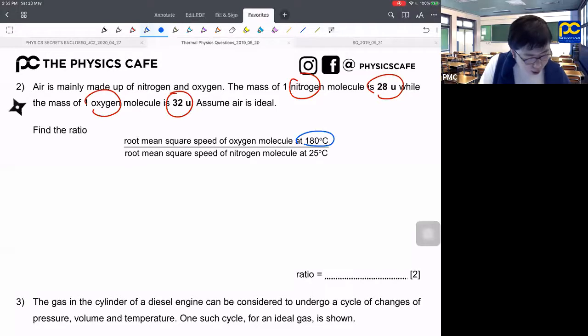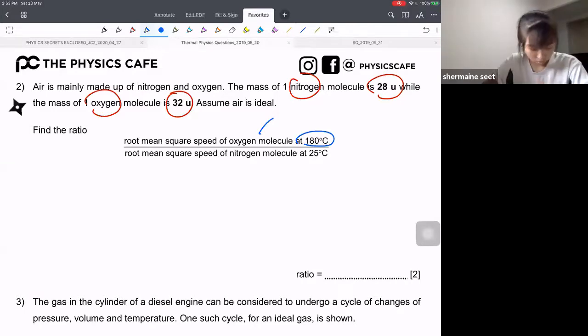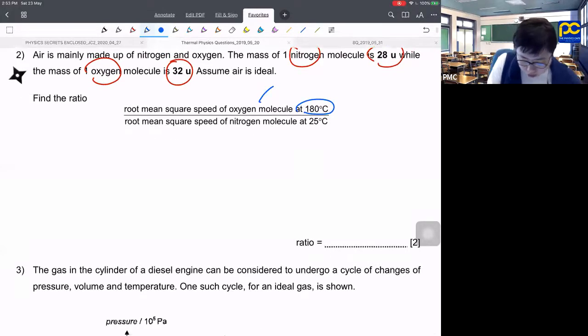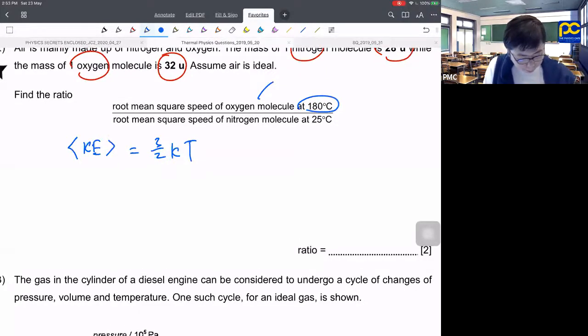Let me have the equation that I should use. KE equals 3 over 2 kT. Perfect. KE equal to 3 over 2 kT. Let me just write down. If not, I will just write down here for you, okay? So basically, you're saying that the average KE is equal to 3 over 2 kT. Okay, good.